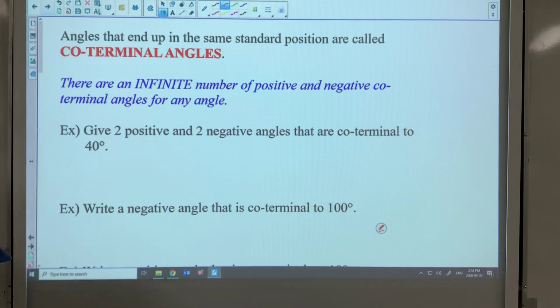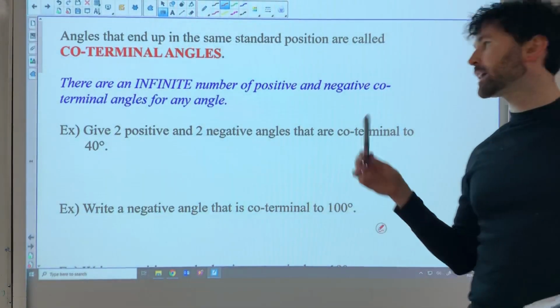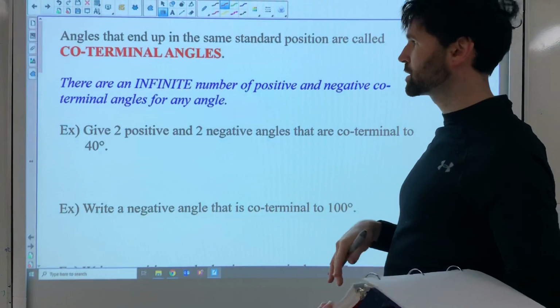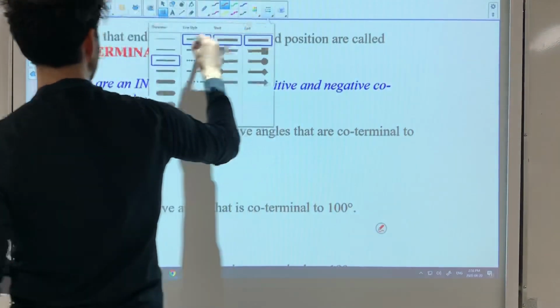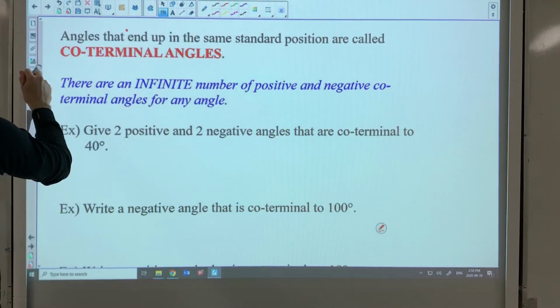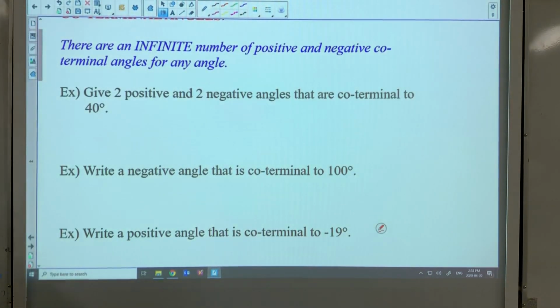Okay, angles that end up in the same position are called coterminal angles. Now, coterminal angles is one of the easiest things to understand, but ends up being one of the most important concepts that's sort of embedded everywhere throughout this unit. So pay extra attention here for sure. If they end up in the same position, they're called coterminal, and there are an infinite number of positive and negative coterminal angles for any angle.